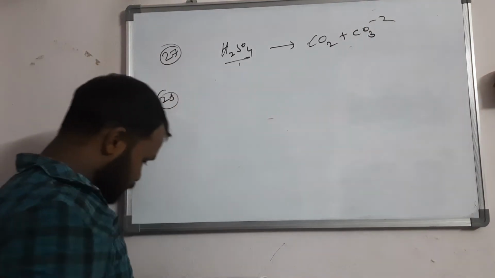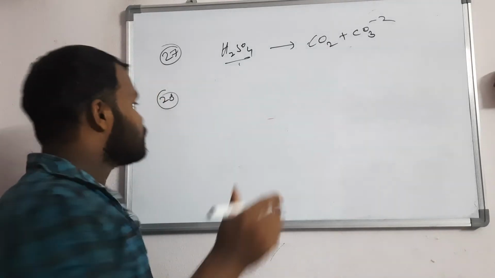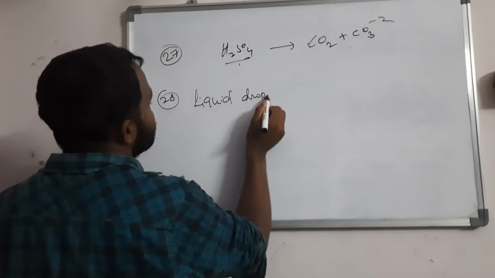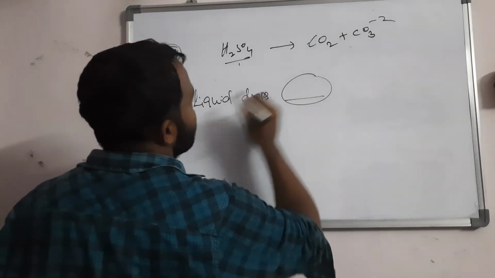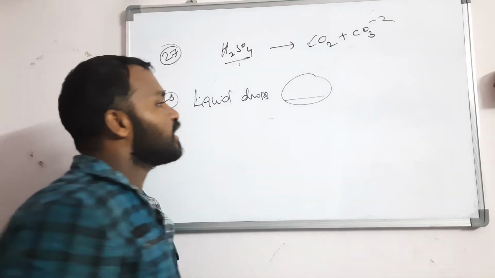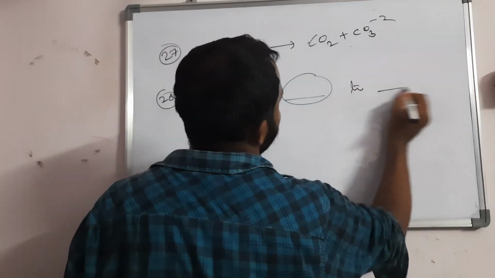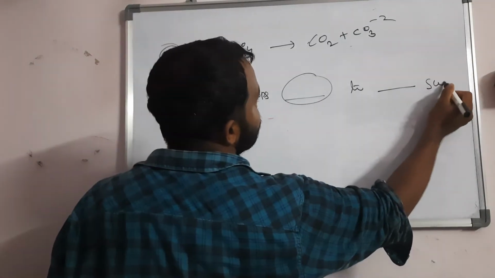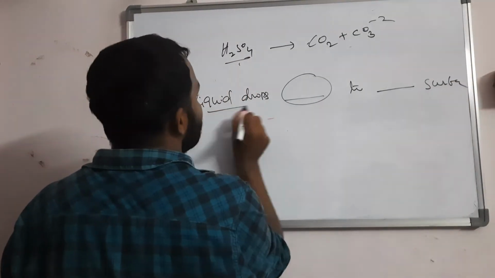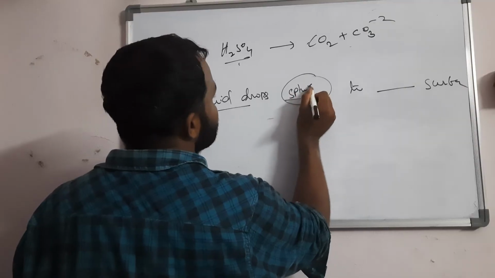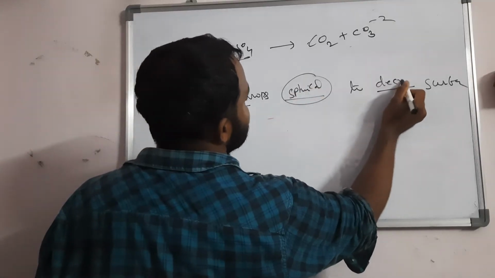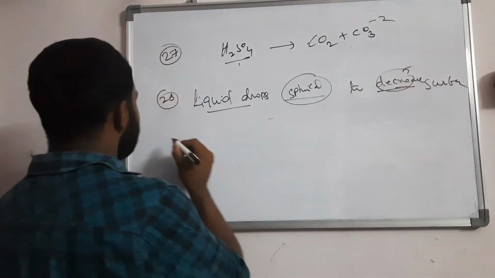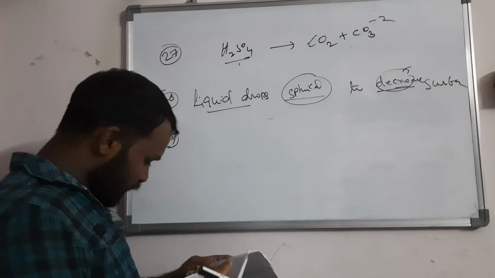Next, question number 28: liquid drops. It was a fill-in-the-blank model. Liquid drops generally occupy a shape, with options like cylindrical and spherical, and that is due to a decrease in surface tension. So liquid drops take a spherical shape to decrease their surface tension. This is the correct answer.